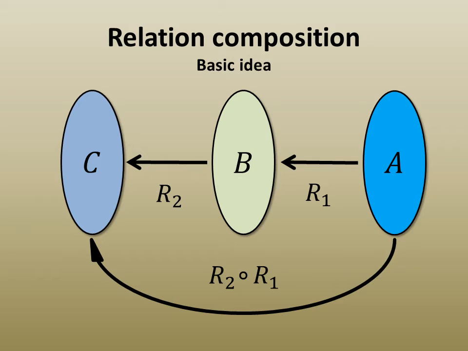Supposing we have a relation R1 that links elements of a set A to a set B, and a relation R2 that links elements of set B to set C. The composition of these relations is a way of linking elements of set A to set C. We read it from right to left and write it as R1 composed with R2.